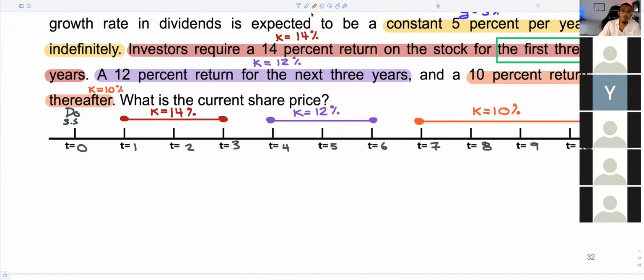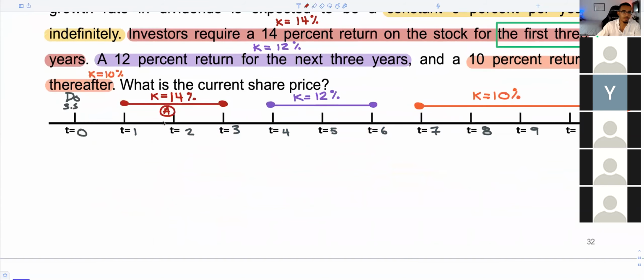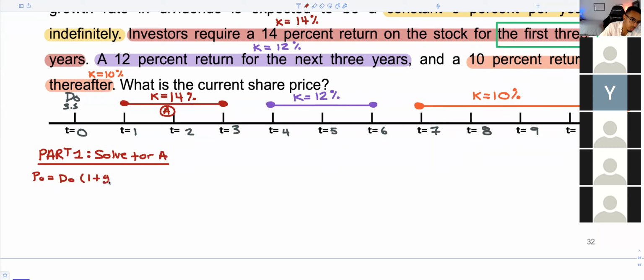So we can begin with part A, all right, which is right here. So we're going to begin with part A. All righty. So part A, or part 1, I guess. So for A. All right. So once again, we know our formula. It should be clear by now. It's P0 is equal to D0, 1 plus G over K minus G.